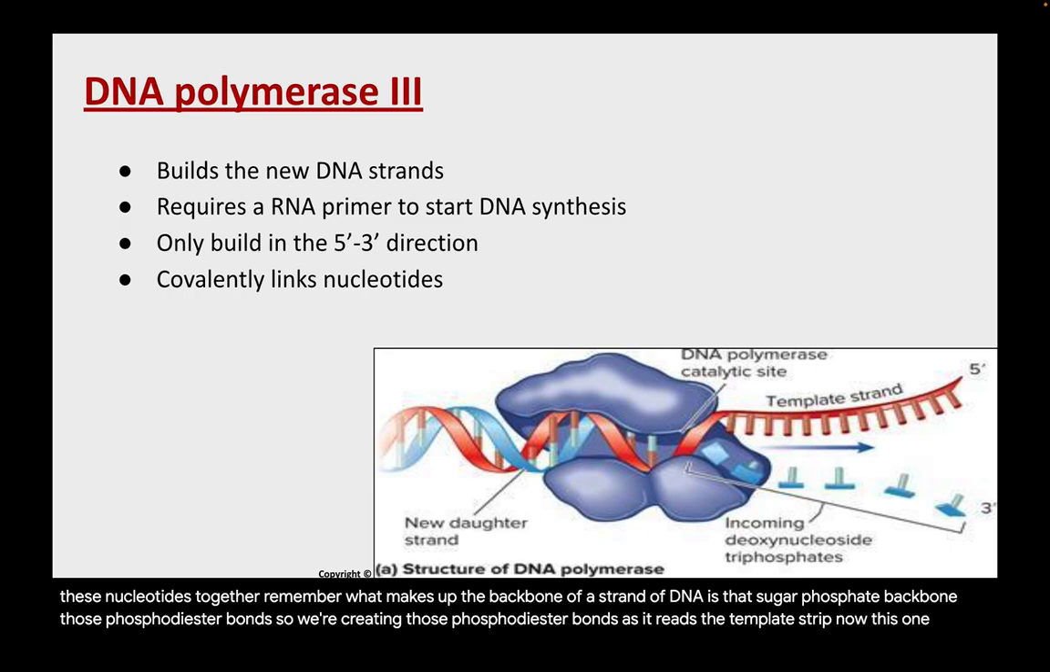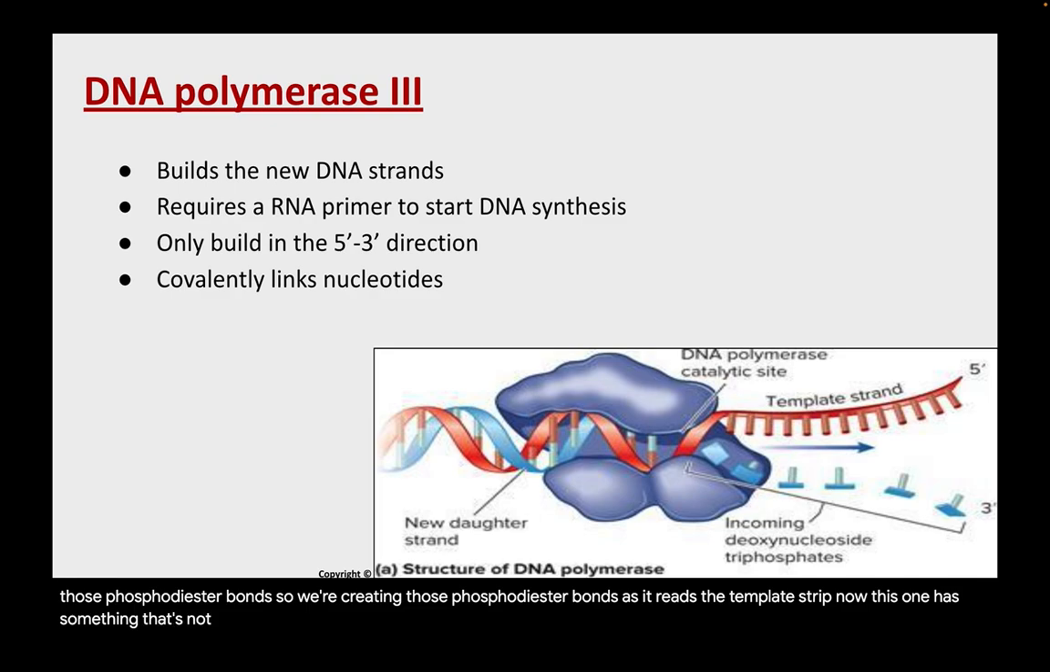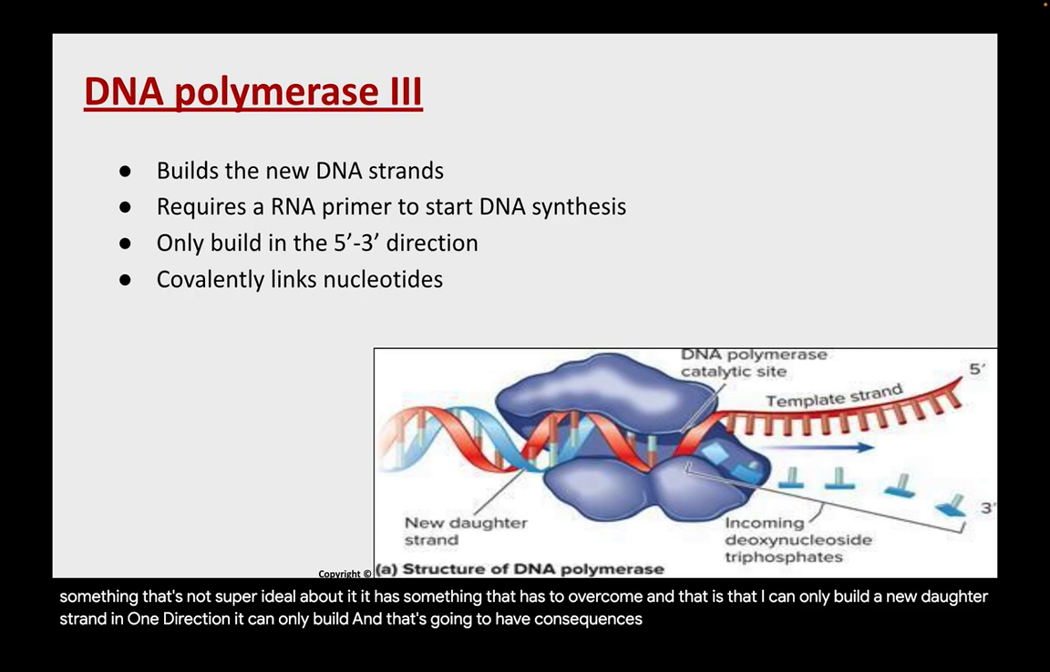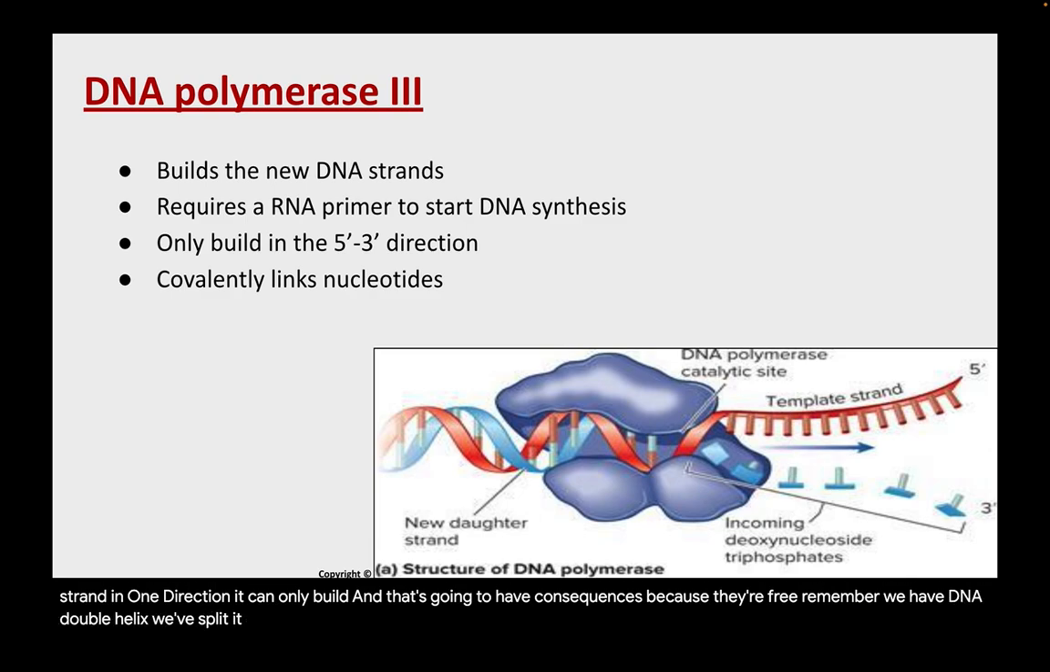Now, this one has something that's not super ideal about it, right? It has something it has to overcome, and that is that it can only build a new daughter strand in one direction. It can only build a daughter strand from a 5' to 3' direction, right? And that's going to have consequences, because if we remember, we have DNA, a double helix, we've split it in half. Each of those strands that we've split run in opposite directions from each other, right? And the DNA polymerase can only build in that 5' to 3' direction.